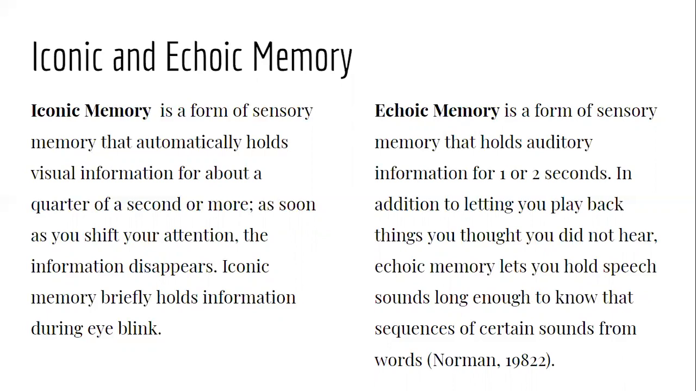Iconic memory automatically holds visual information for about a quarter of a second or more. As soon as you shift your attention, the information disappears. Iconic memory briefly holds information during an eye blink, whereas echoic memory holds auditory information for 1 or 2 seconds. In addition to letting you play back things you thought you did not hear, echoic memory lets you hold speech sounds long enough to know the sequences of certain sounds from words.